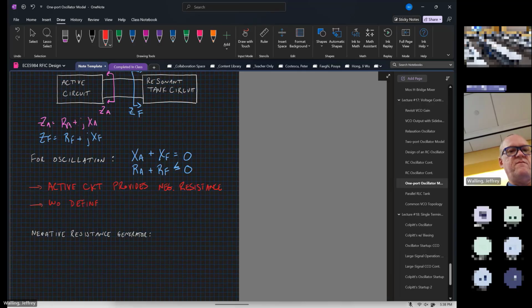And the frequency of oscillation, omega naught, is going to be defined by a resonance of the tank coupled to any parasitic reactance in the active circuit.